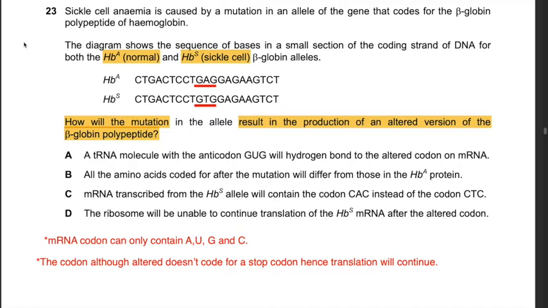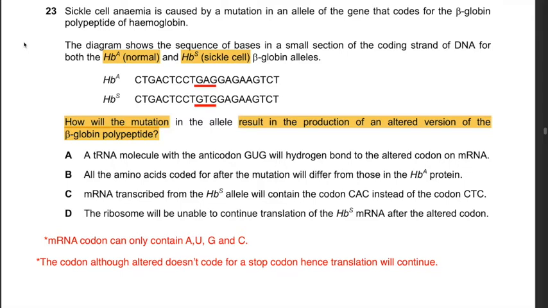Yes, that is correct, because if you carry out the process of translation on this mRNA altered codon given, you will get the anticodon GUG. Hence answer A is correct. If you look at answer B, all the amino acids coded for after the mutation will differ. Not all the amino acids will be different, but only the amino acid which has changed due to the altered codon.